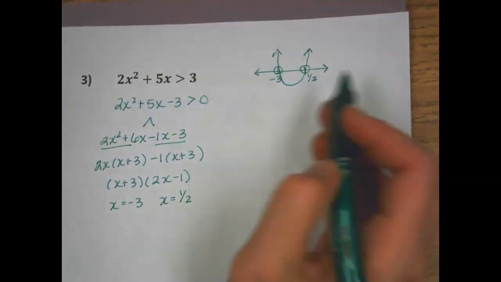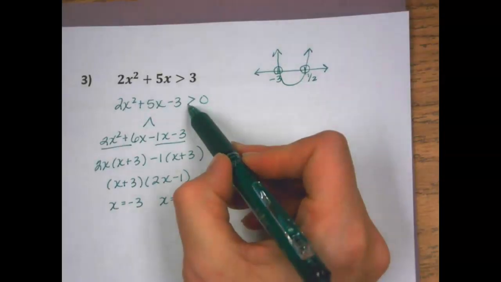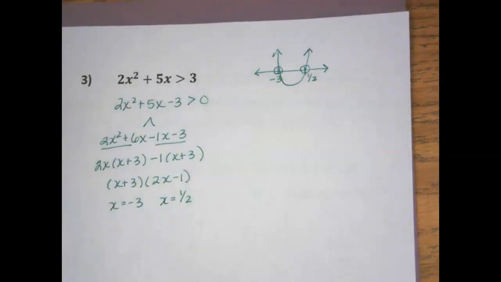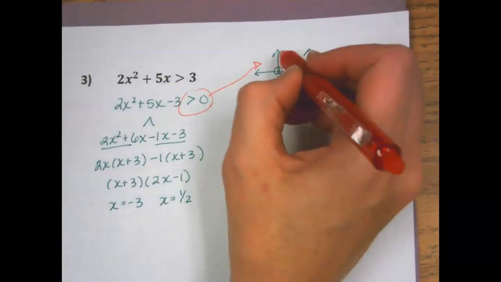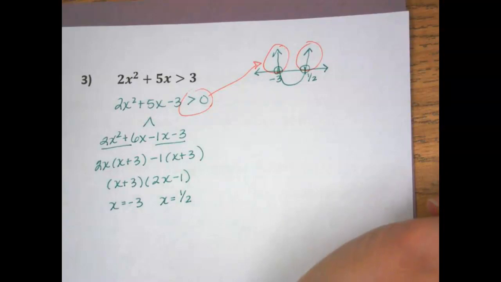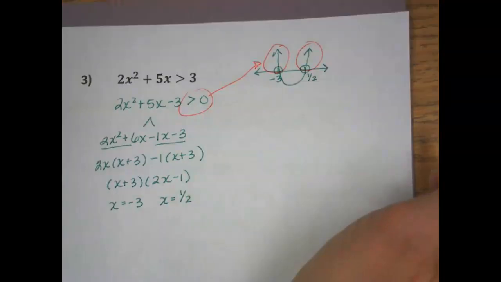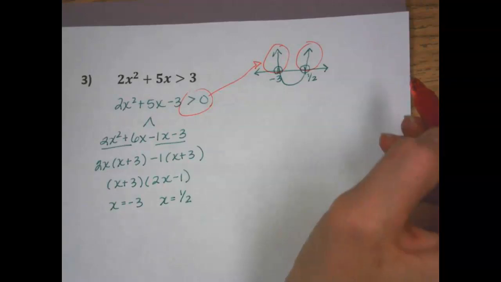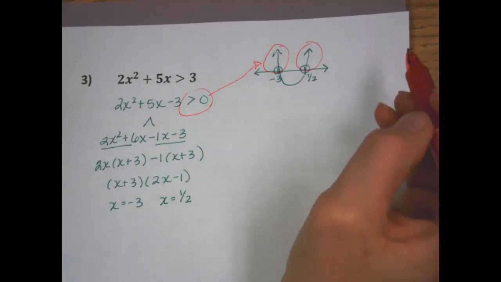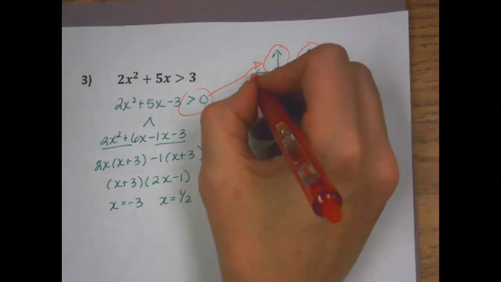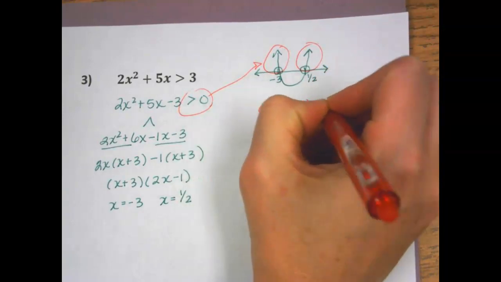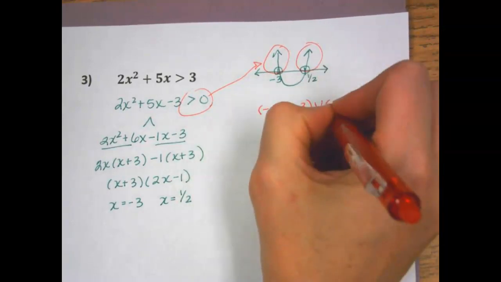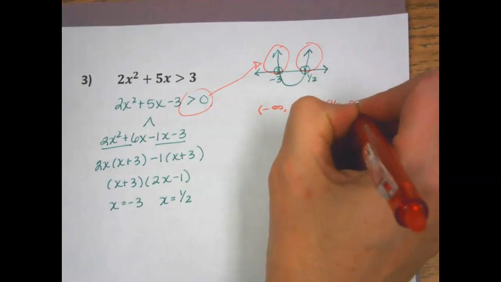All right, so this time we want the portion of the graph that's greater than 0. So that's the portion above the line. If I want the part that's greater than 0, I'm looking for these two sections of the graph. Notice they're not connected to each other. So when I go to write my interval notation, I need to describe them separately. So this one on the left would go from -∞ all the way to -3. And the one on the right starts at 1/2 and then goes to infinity.